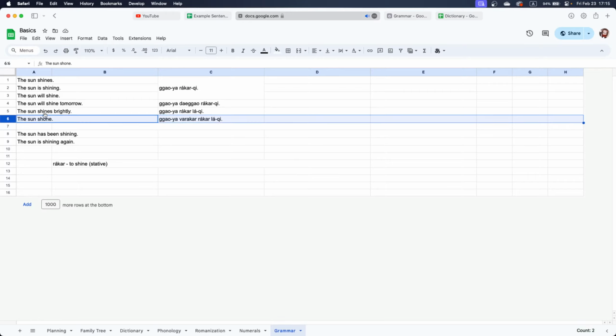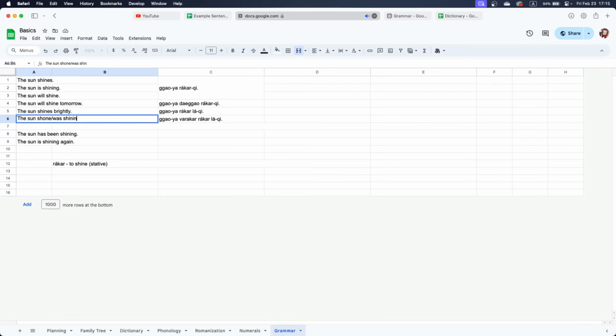The sun shone, was shining, implies it isn't anymore. So this one in English only represents it as the past tense, but this can also be used in the past tense. This one here, oh god, can also be used in the past tense. It just signifies that the sun is still currently shining to this point that the speaker knows of.